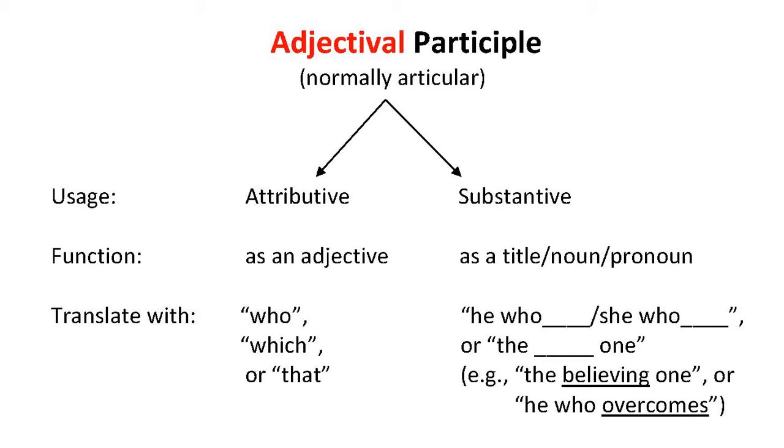So it can be attributive, and when that's the case, it is modifying another word, another noun, pronoun, etc. And in that case, you're often going to want to supply in your translation with the participle the words who or which or that. And then, as we'll see, participles that are adjectival can also function as substantives. They can be a title or a noun or a pronoun by themselves, and you would translate those as he who or she who or the one who or the blank one, the believing one or the overcoming one, that sort of thing. So let's look at some examples now to illustrate this, and I think it'll be clearer as we look at these.